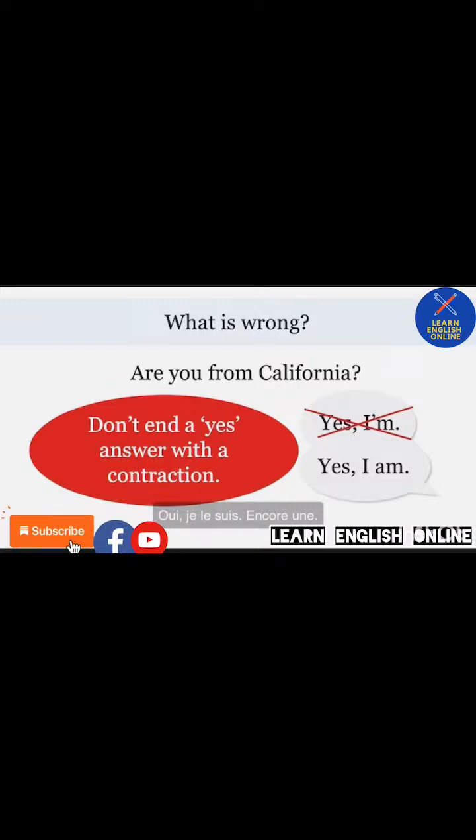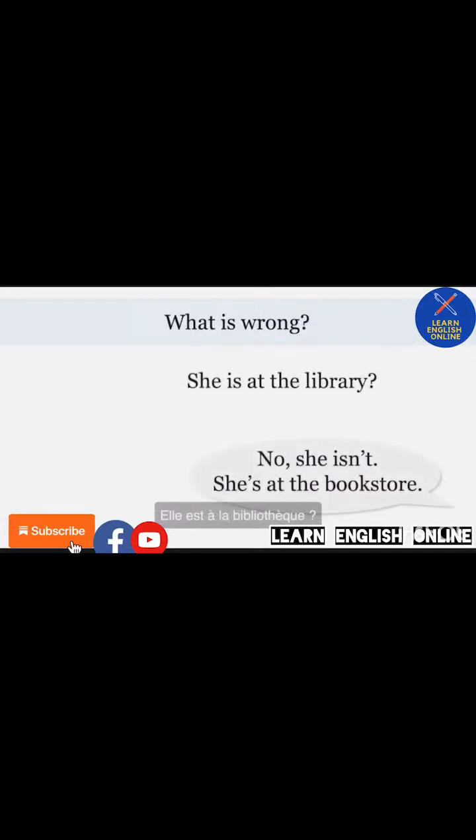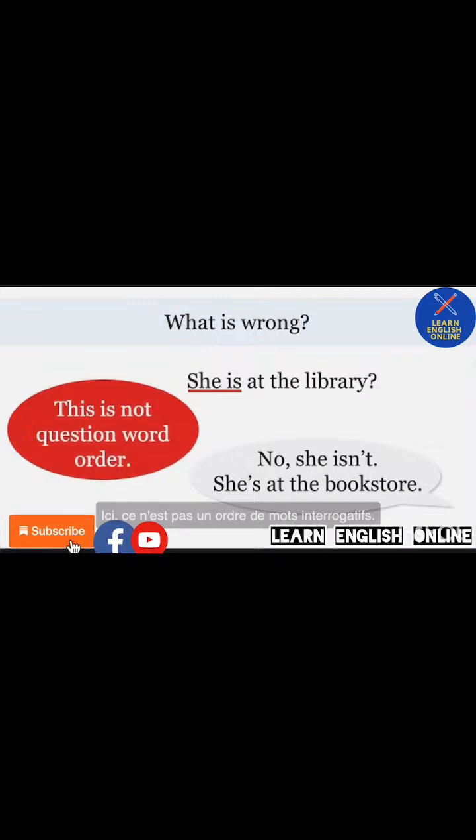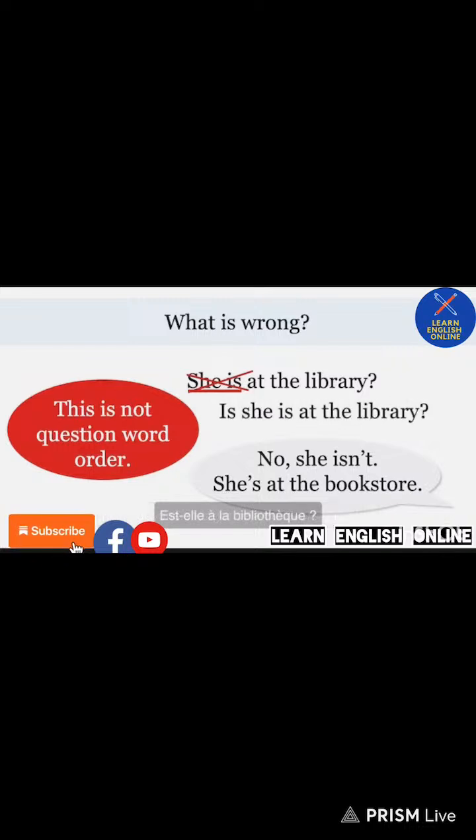One more. What is wrong? She is at the library? No, she isn't. She's at the bookstore. Right here, this is not question word order. So this is incorrect. We have to switch or reverse the order. Is she at the library? No, she isn't. She's at the bookstore. Okay?